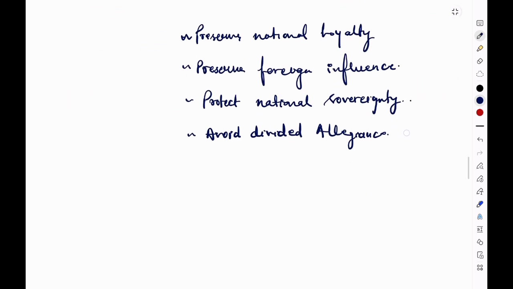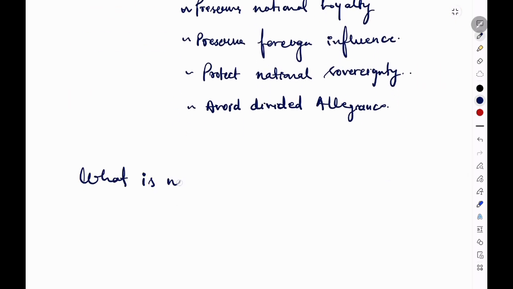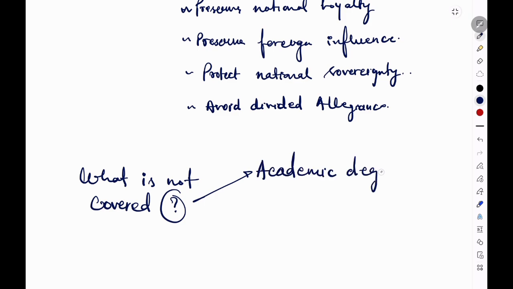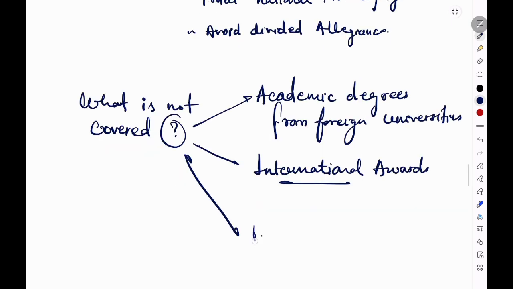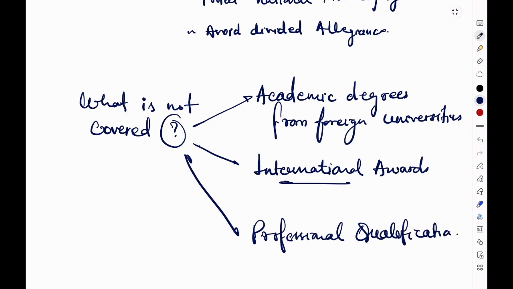But what is not necessarily covered? An academic degree from a foreign university. Why? Because it is generally treated as an academic distinction rather than a title. Similarly, international awards, if they are awards and not titles. And professional qualifications, if they merely indicate competency and not a noble rank.